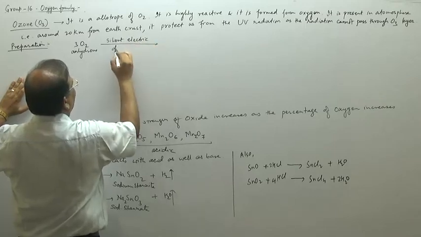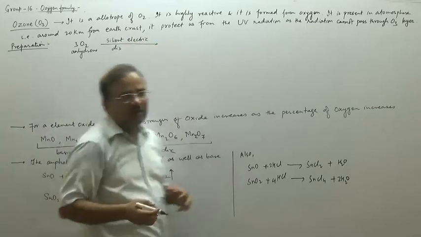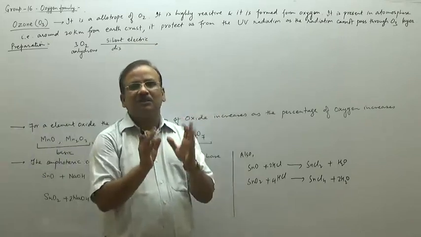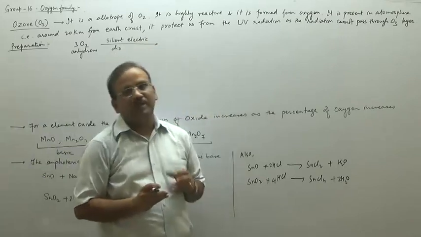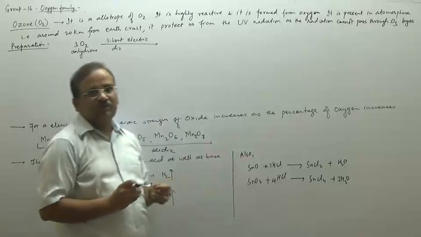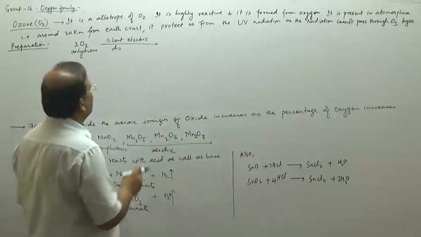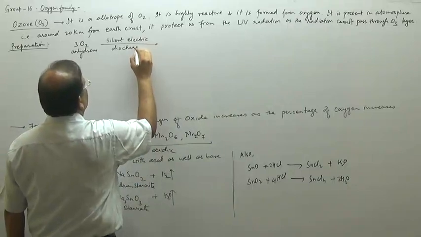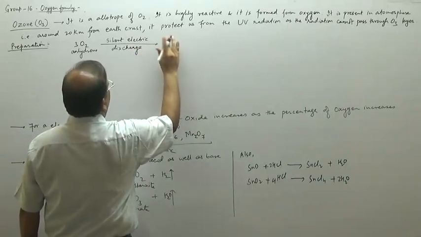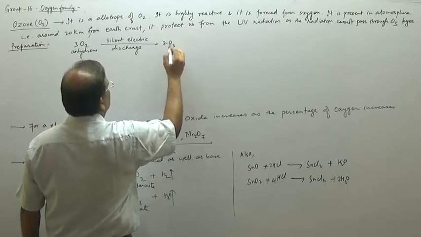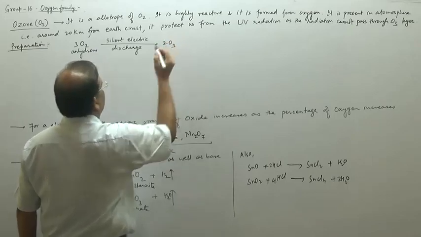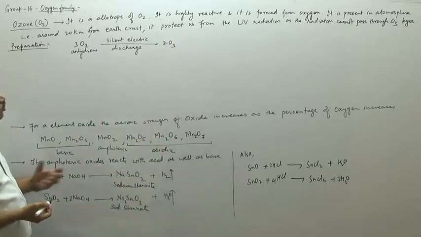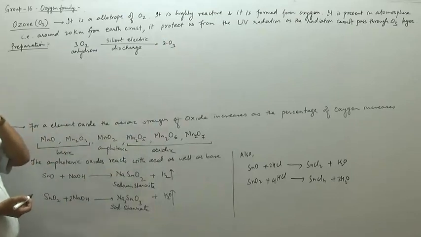This silent electric discharge is required because otherwise, if we heat it, the ozone which is formed may get decomposed. That's why in silent electric discharge it will not get decomposed. So the O2 will get converted into ozone. That is the method of preparation of ozone.